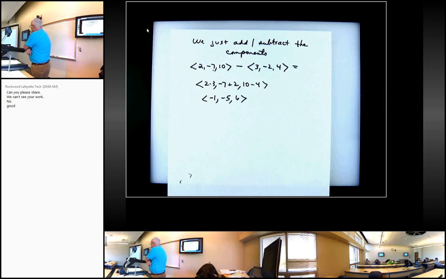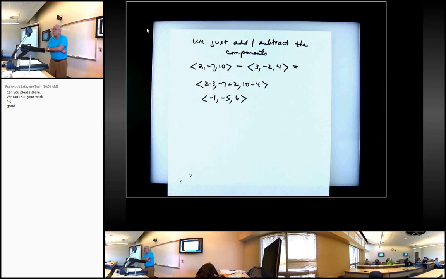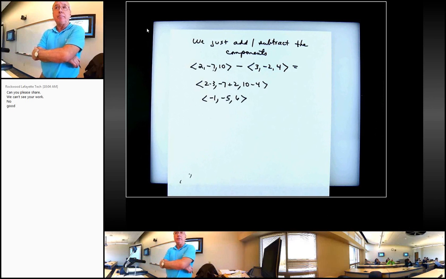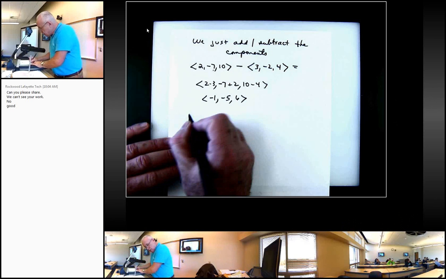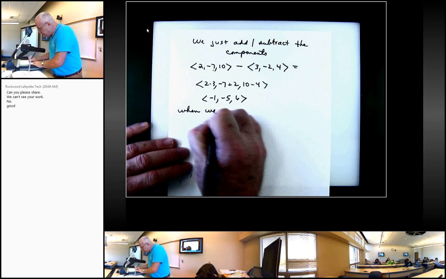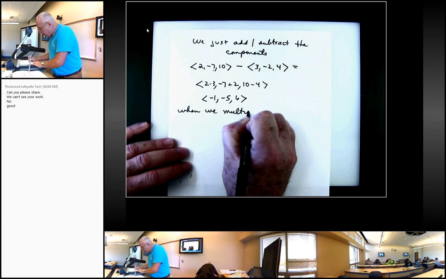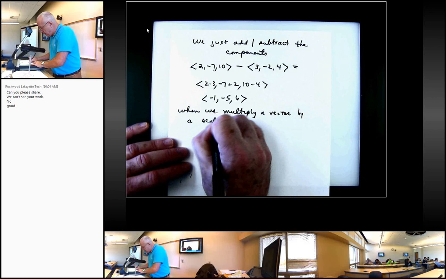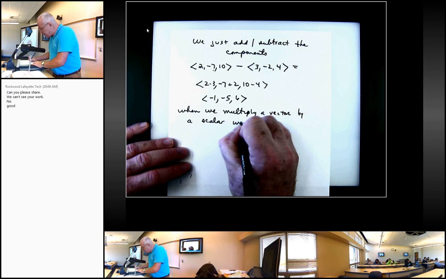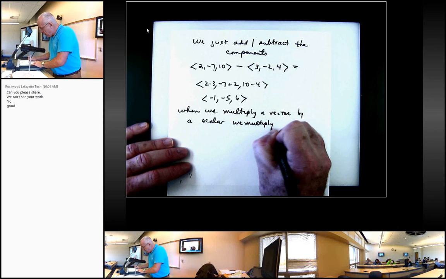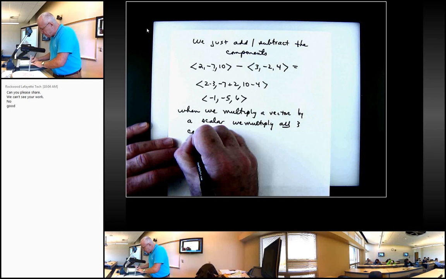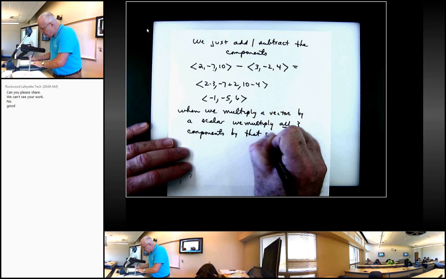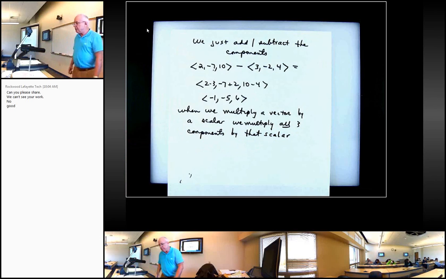All right. And then also we can multiply a vector by a scalar. To do that, we just multiply all 3 components by that same scalar. So when we multiply a vector by a scalar, we multiply all 3 components by that scalar. Okay, so that's pretty easy also.